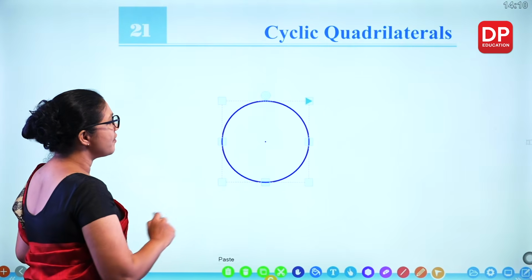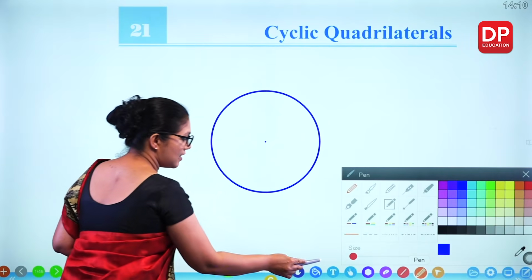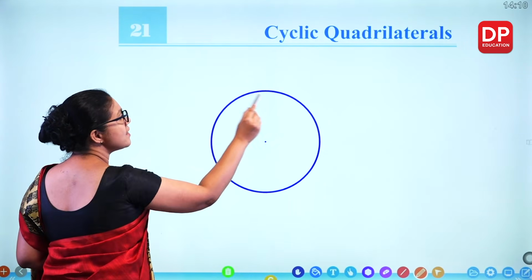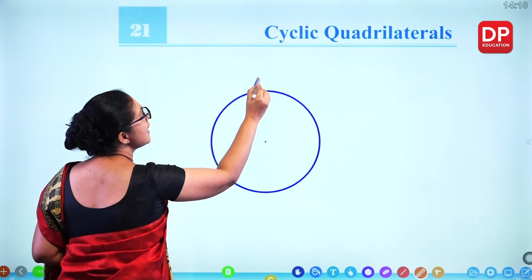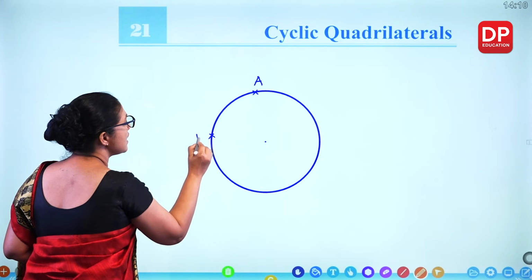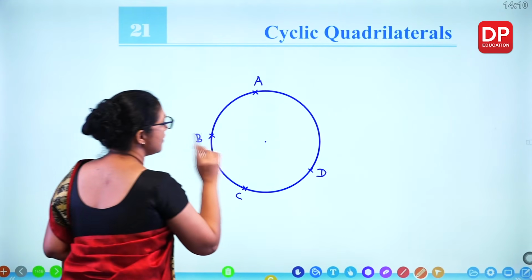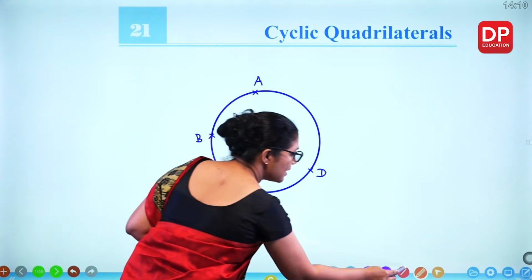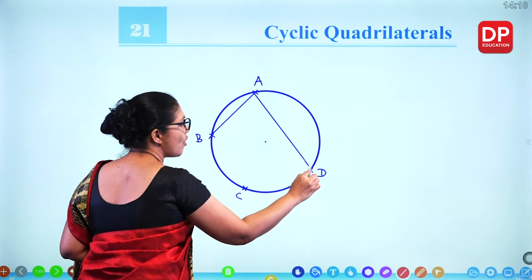So what's a cyclic quadrilateral? A cyclic quadrilateral is a quadrilateral with all four vertices on the circle. So we'll take one point here, A, B, C, D here. So all vertices on the same circle. Then when we connect this, we get a cyclic quadrilateral.